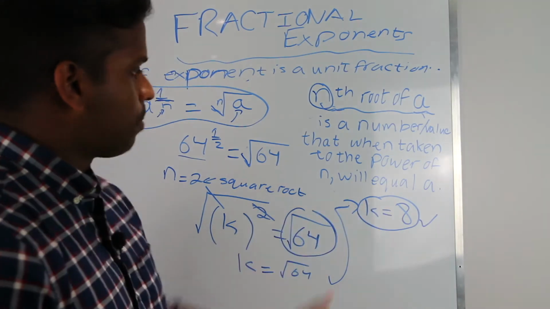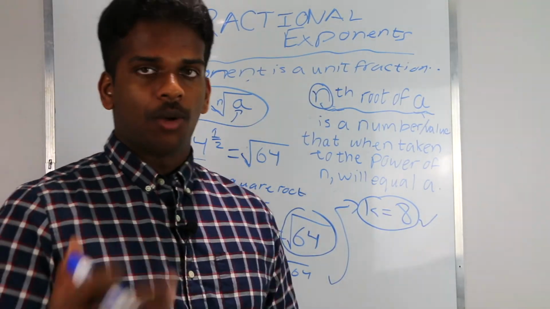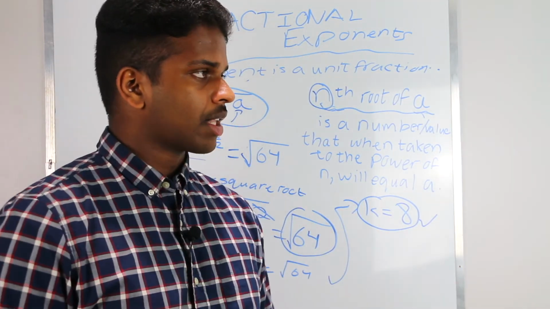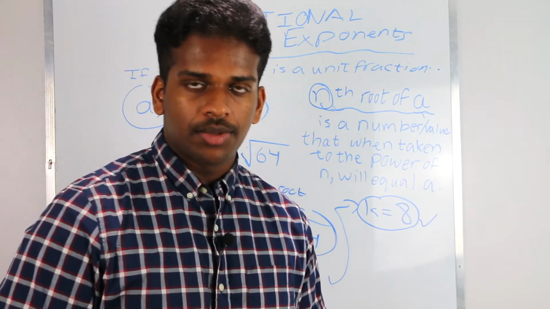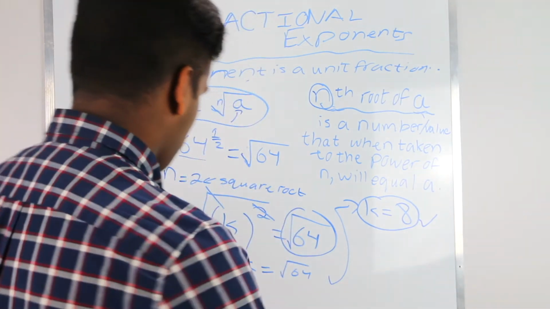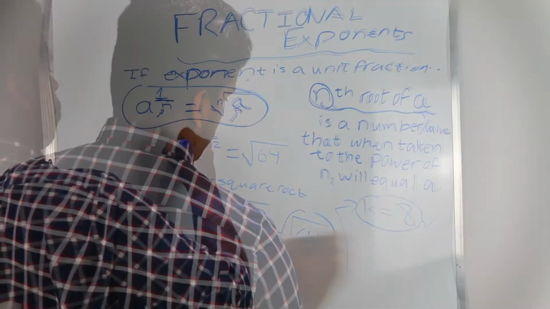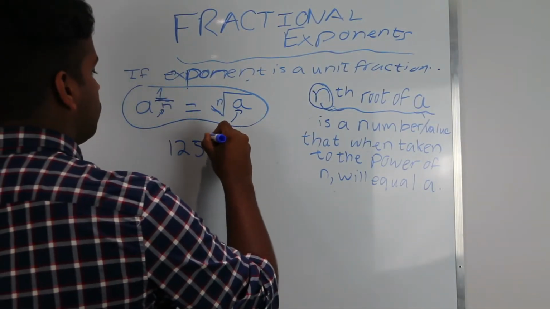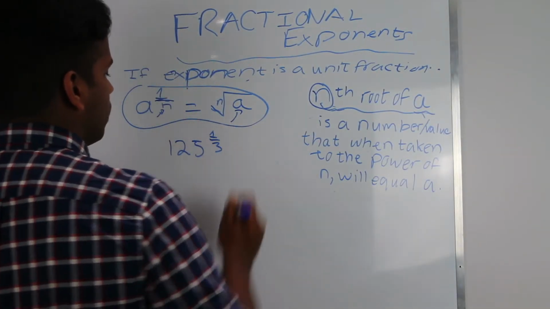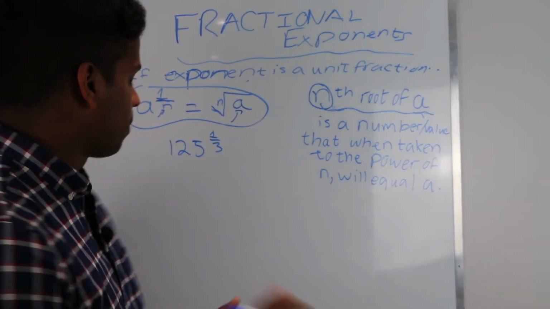It won't always be perfect whole numbers like 8. It might be decimal numbers too, but in those situations, you'll get a calculator. So let me show you one more example: 125 to the power of 1/3. Okay, 125 to the power of 1/3.